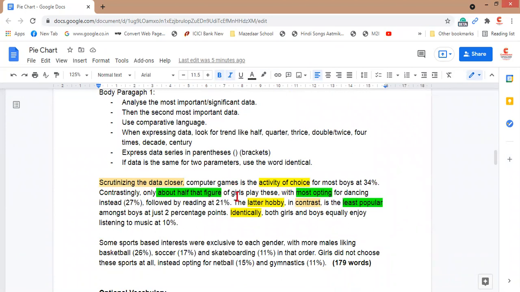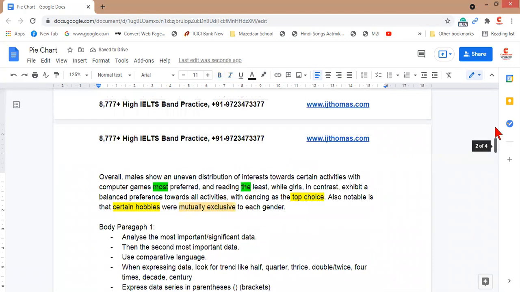Now that we are talking about the ladies, the females in the data, we are talking about what they were doing for computer games and saying that most of them were opting for dancing instead. Here I put how much the score for dancing is, which is 27%. Notice here I use the figures in parentheses. I put it in parentheses, followed by reading at 21%. So I finished with the important data here.